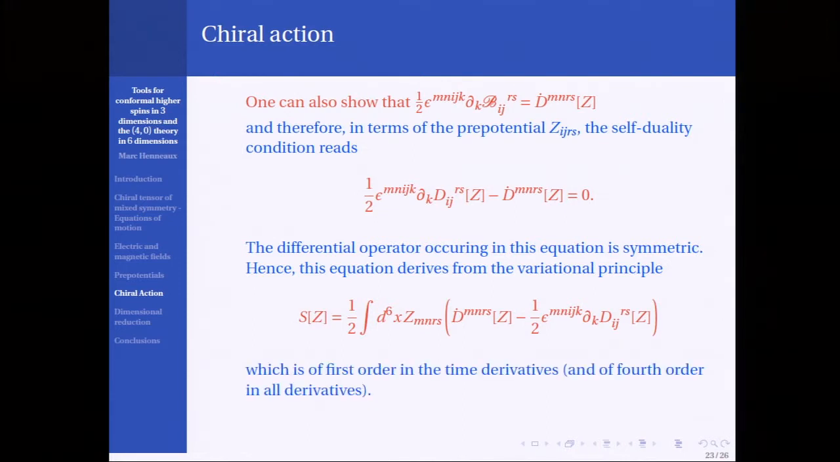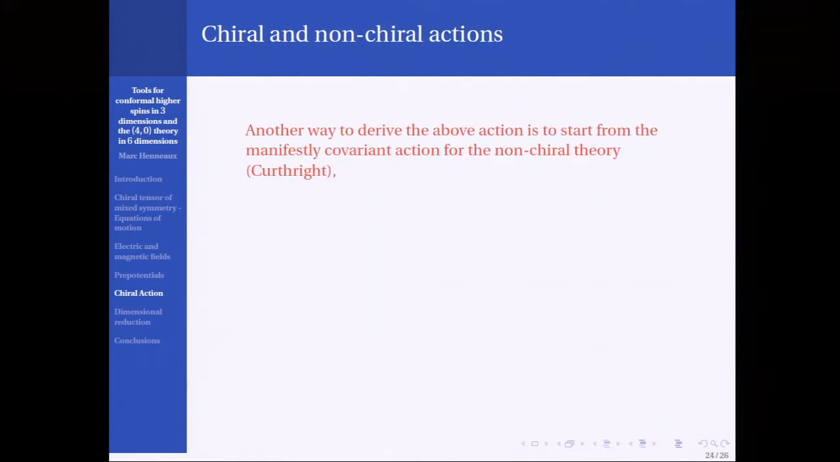It's first order in the time derivatives, although it will be a total of fourth order. So there are 3 spatial derivatives here, and there are a total of 4 derivatives here too. And this is the search for action. Now let me maybe say that it's not manifestly covariant, but it is covariant.